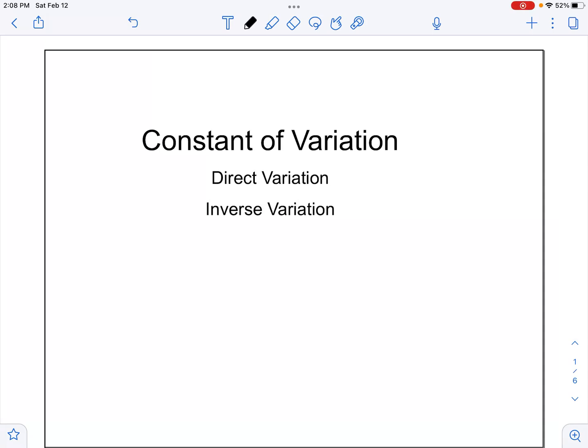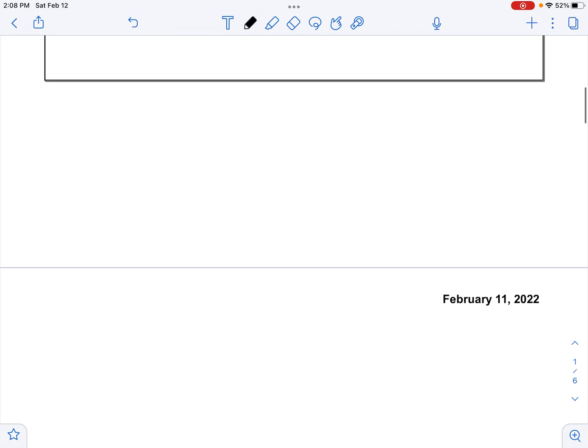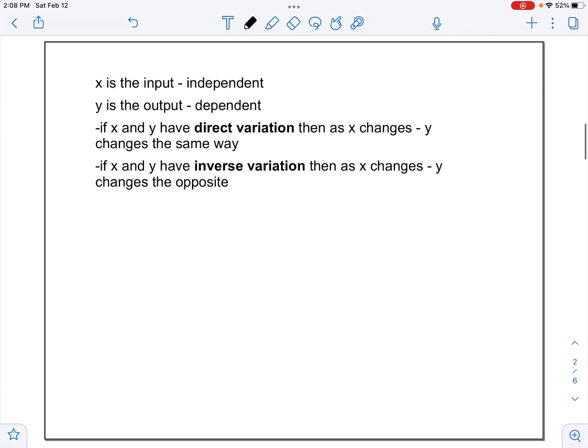Today's lesson is going to be on the constant of variation. We have two different variations. We have direct variation and inverse variation. So let's just look at some vocabulary here first.